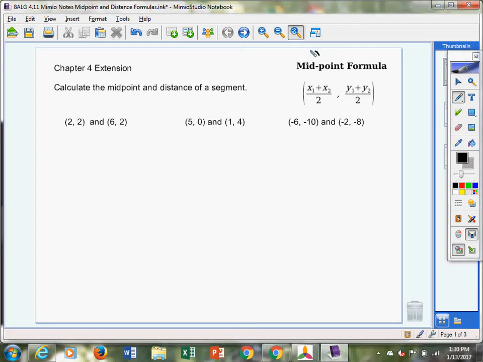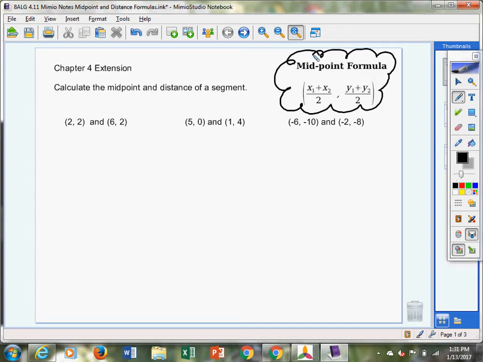I want you to mark this. This is going to be one of those standardized test kind of formulas. This is a typical algebra formula that you need to know and be able to work with. To calculate the midpoint, it's really simple. The midpoint is an actual point that divides a segment into two equal pieces.